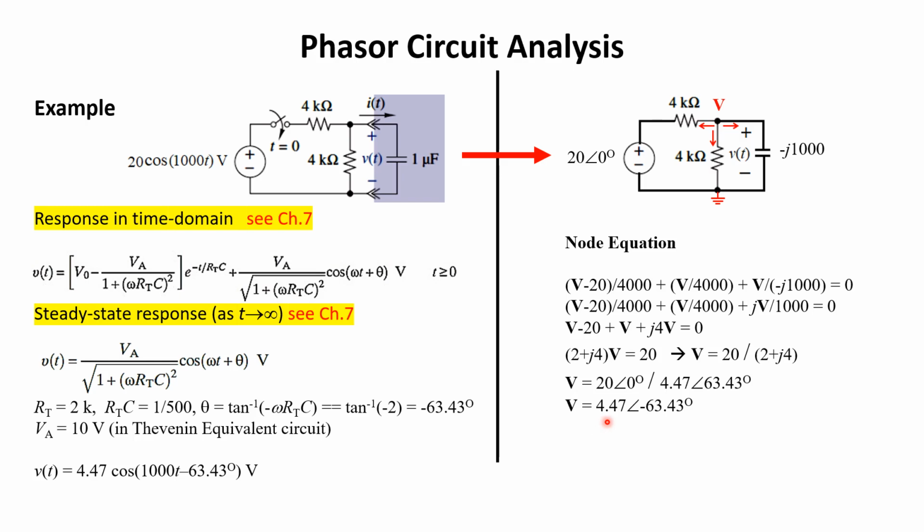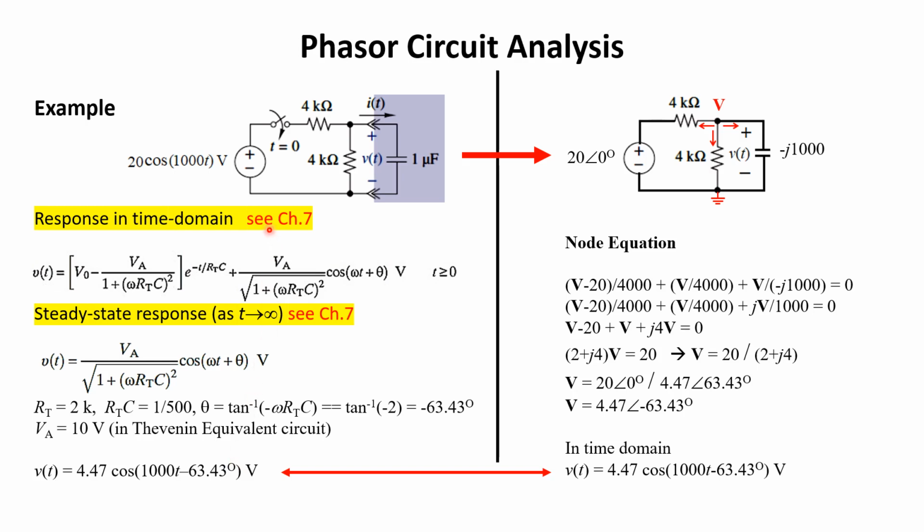express it as 4.47 with angle minus 63.43. Note that now if we want to convert this into the time domain response, it will be 4.47 cosine omega t minus 63.4, which was the same as that we have achieved in the time domain solution.